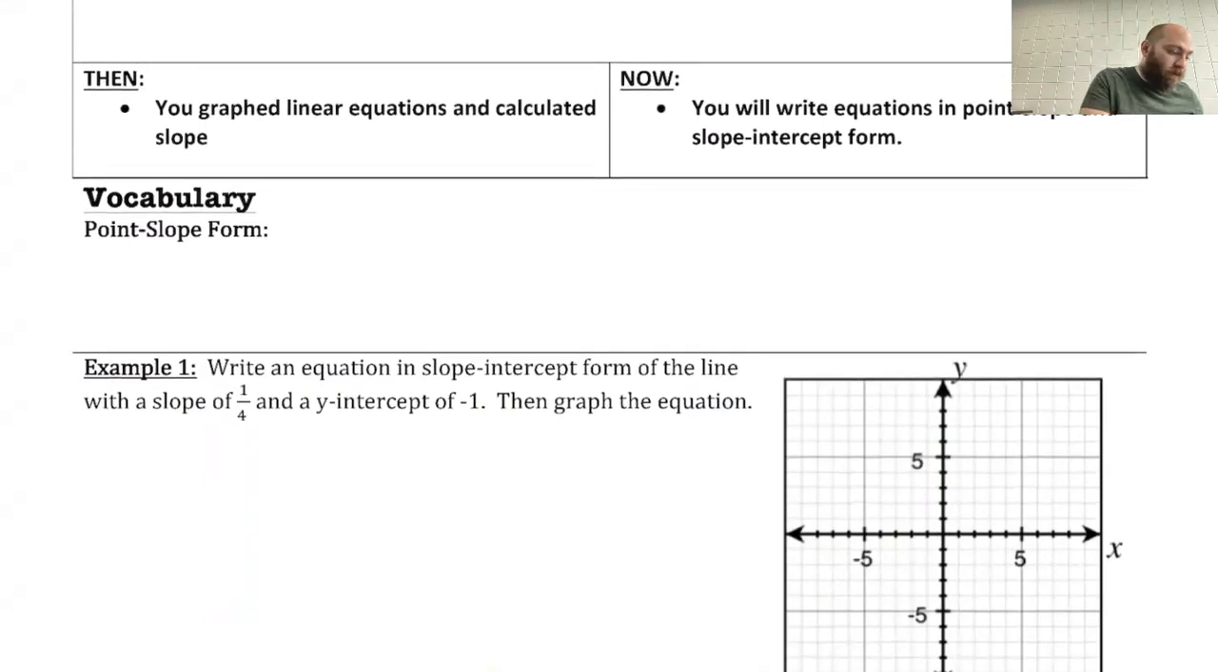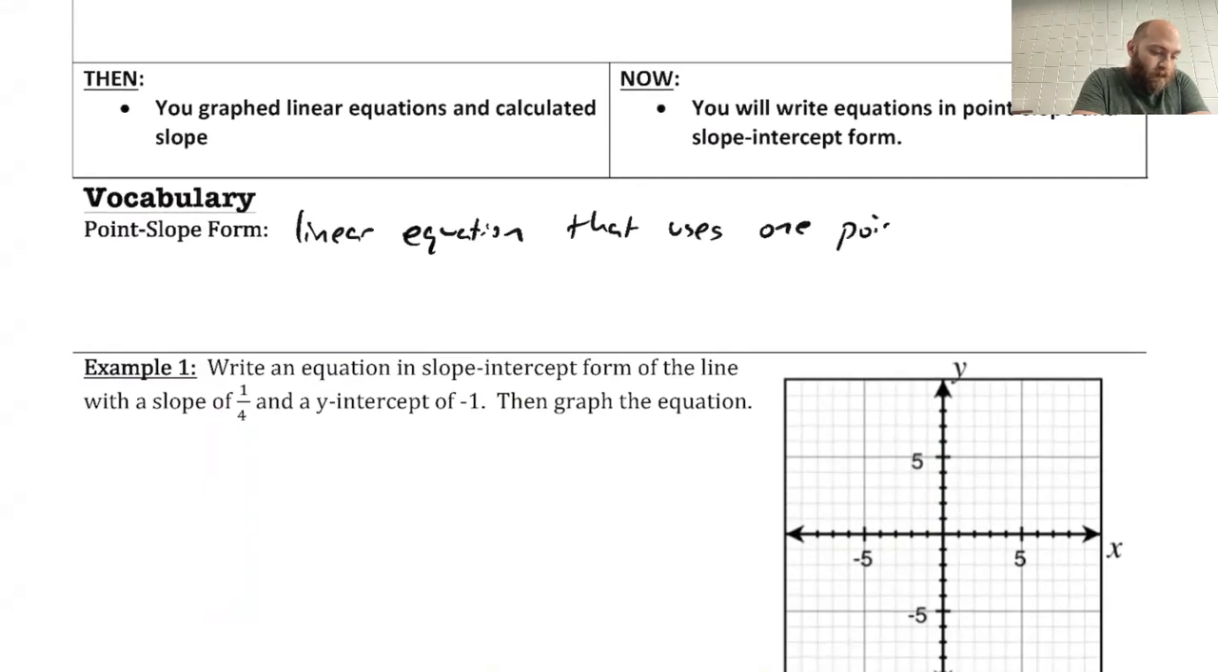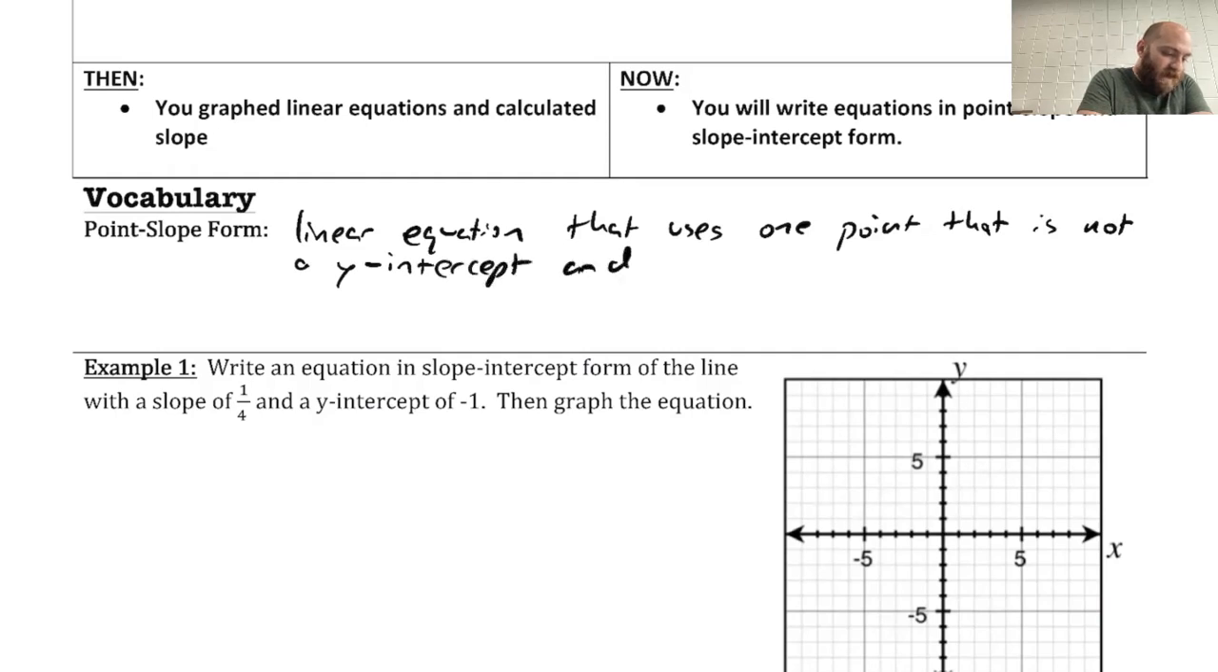So quick vocab on that one. Point slope form is a linear equation that uses one point that is not a y-intercept, and the slope.